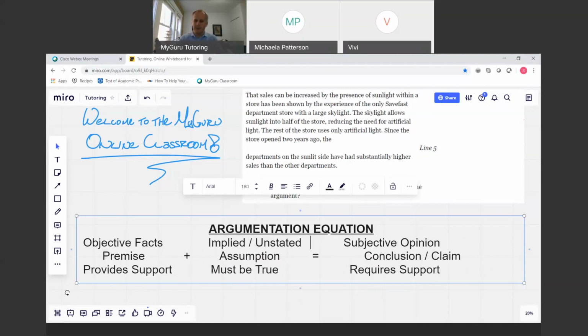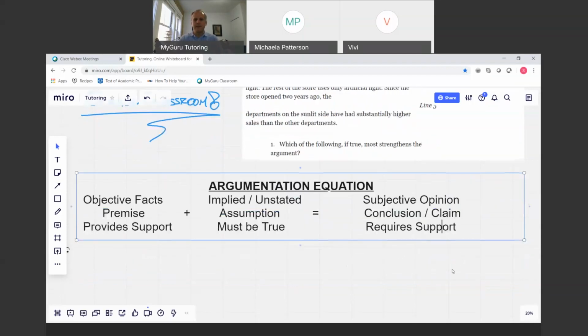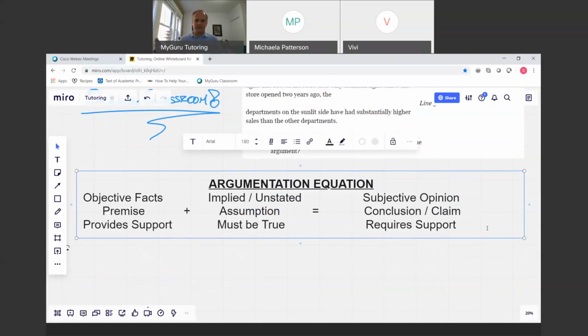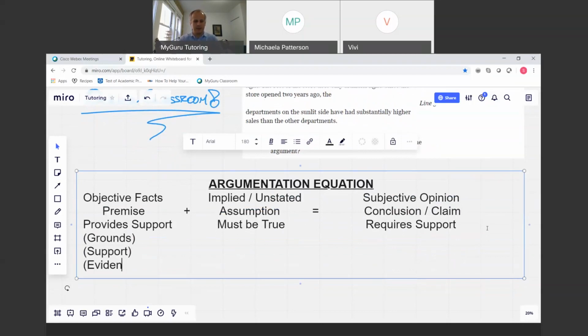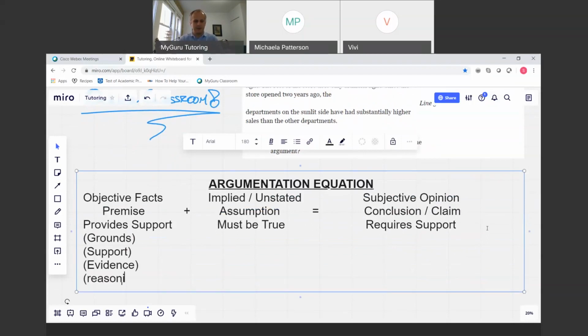Again, we can check the chat box if anybody has any specific questions before we apply this concept to the example above. There are a bunch of different synonyms that apply to your argumentation equation. Your premise is sometimes also known as grounds, support, evidence, or reasoning. So there are a bunch of different synonym terms that can indicate your premise.